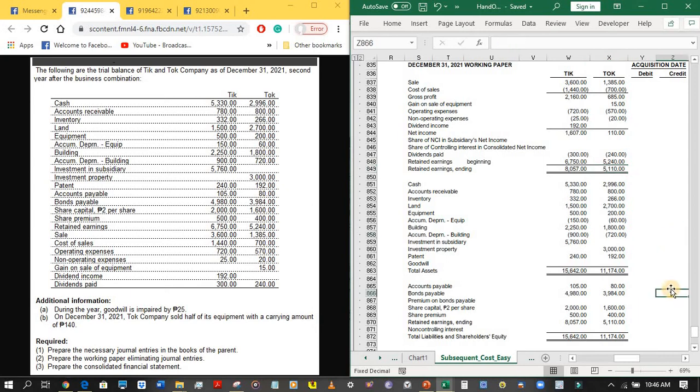Then for the assets, the total assets of the acquirer is 15,642, as well as its total liabilities and shareholders' equity. Then for the acquiree, these are the balances of the asset accounts and these are the liabilities and equity accounts. Then take note for the retained earnings, this is the retained earnings ending from our single statement above in the upper section of our working paper. So that is for the parent and this is for the acquiree.